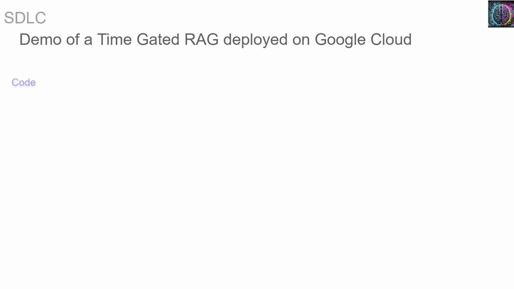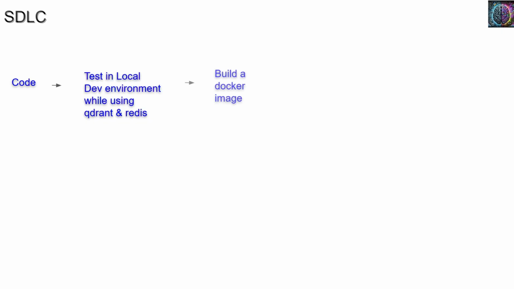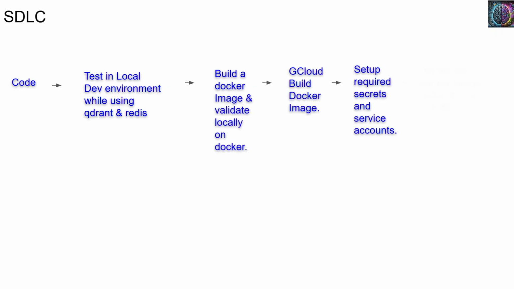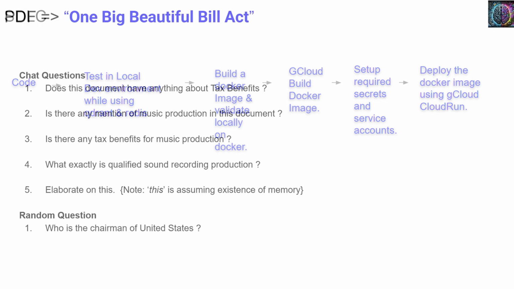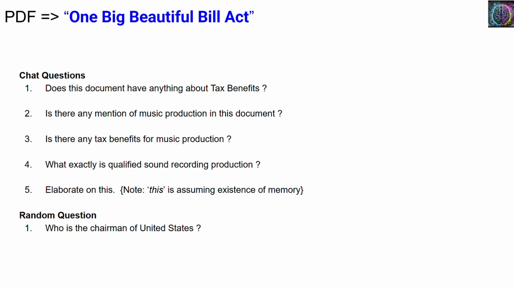To put together such a demo, we first start with the code, validate the code locally while we're still using Qdrant and Redis for the caching, and then we build a Docker image once we're ready, validate it locally on Docker Desktop, build the Docker image in the cloud, create all the service accounts needed, and then finally get it running with Cloud Run. To test it, we want to test it with the most recent One Big Beautiful Bill Act that was passed in Congress.